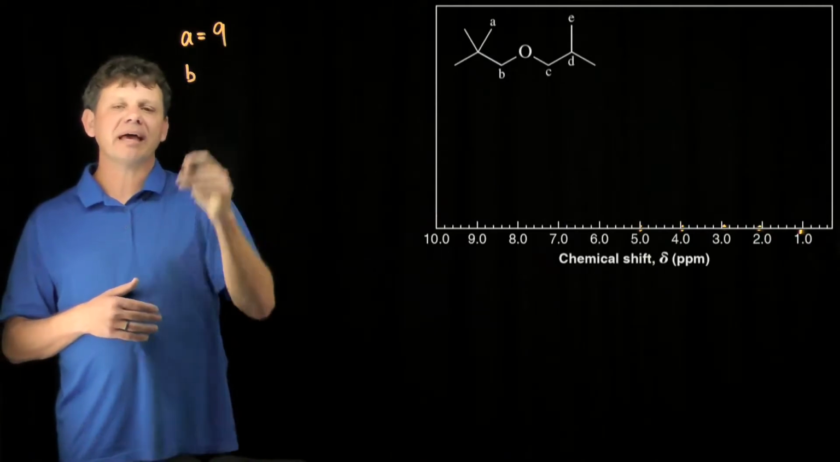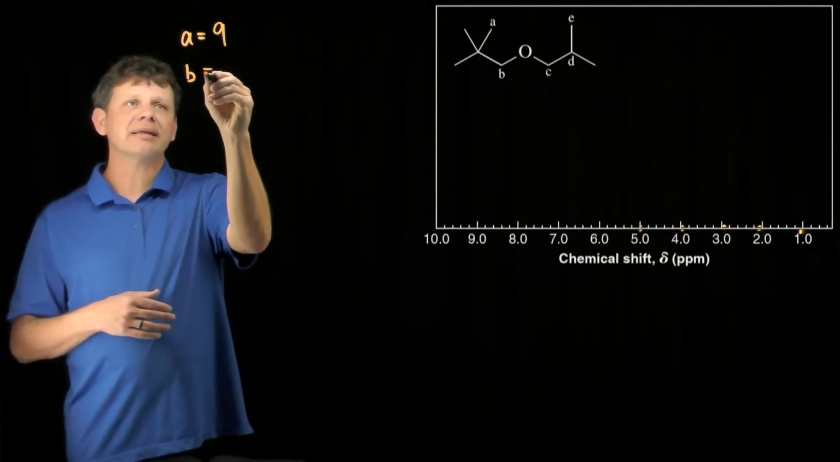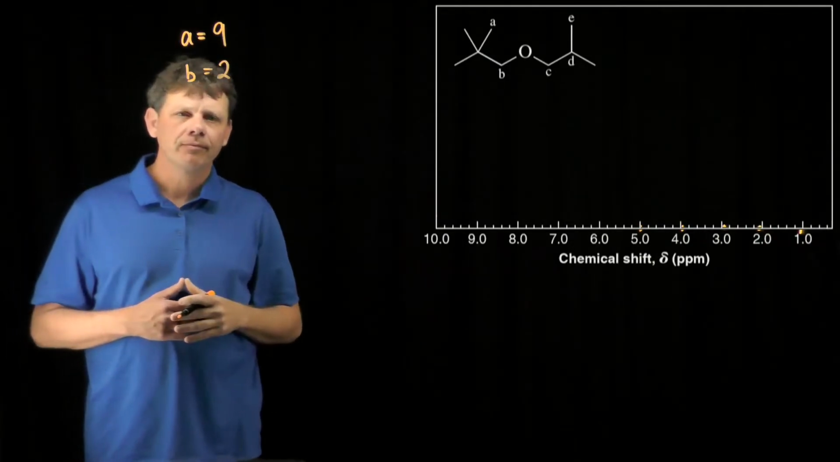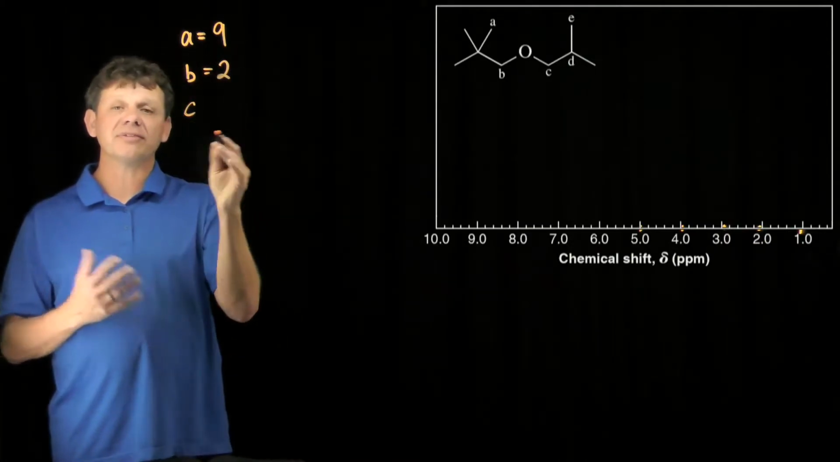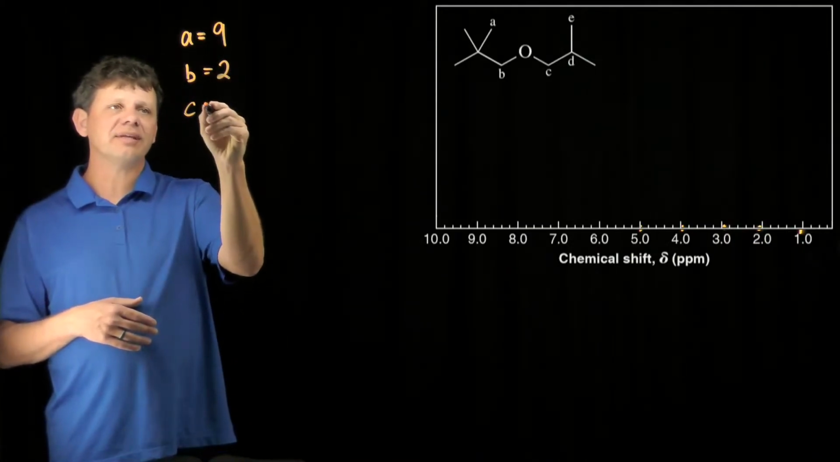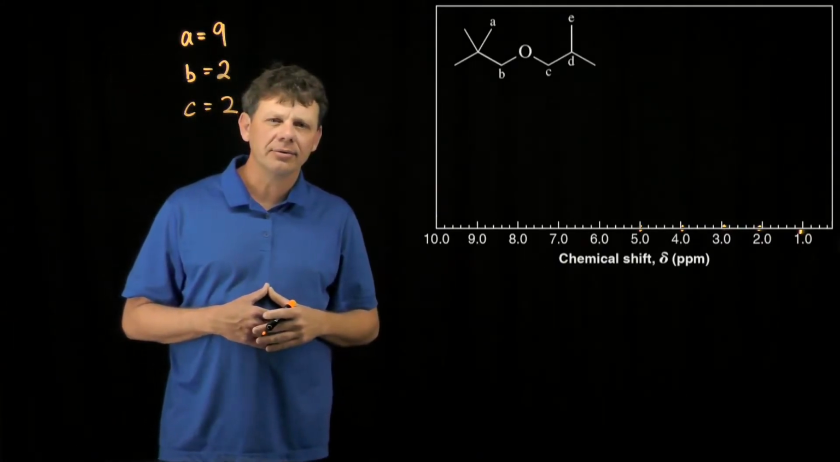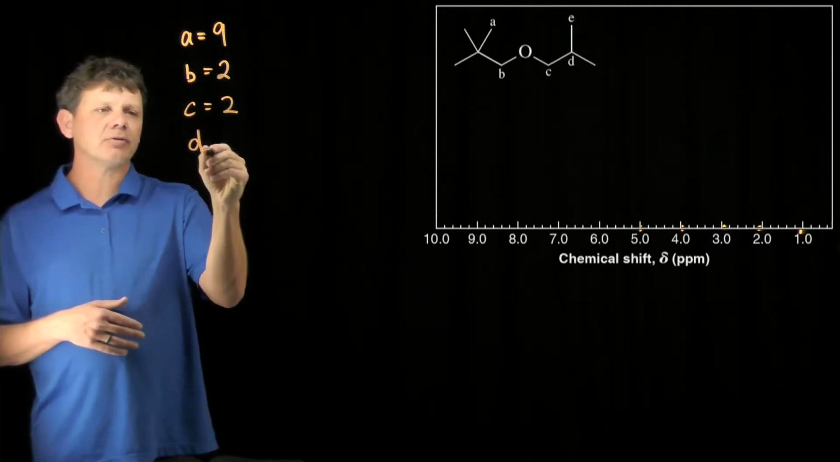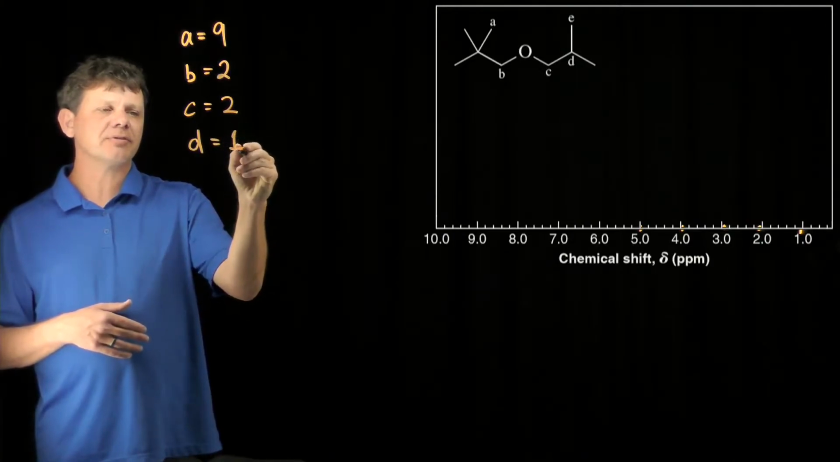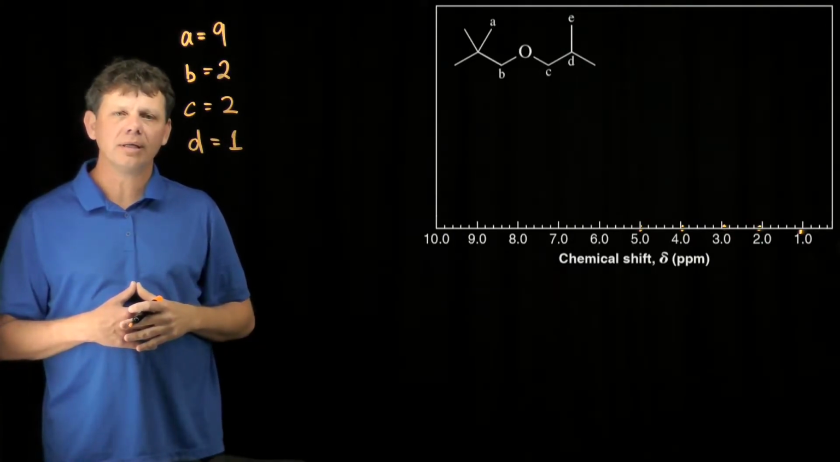Signal B, that's a CH2, we would expect it to integrate to 2. The same is going to be true for the signal that corresponds to the hydrogens at C. That's also a CH2, so we would expect it to integrate to 2. D, there is only 1 hydrogen there, so we would expect it to integrate to 1.